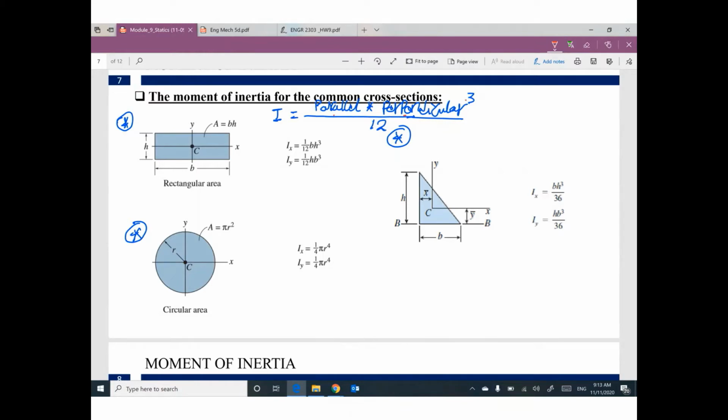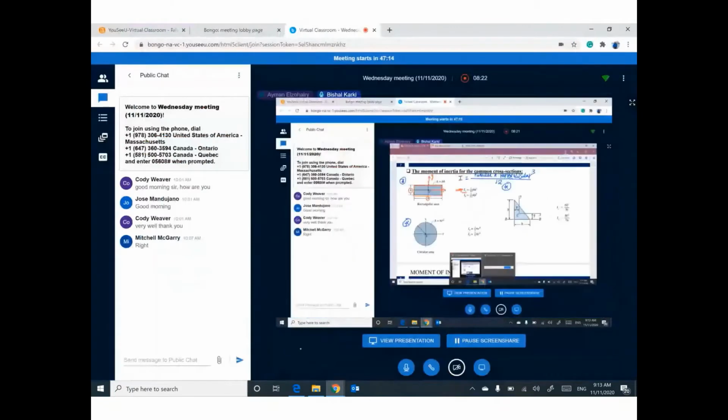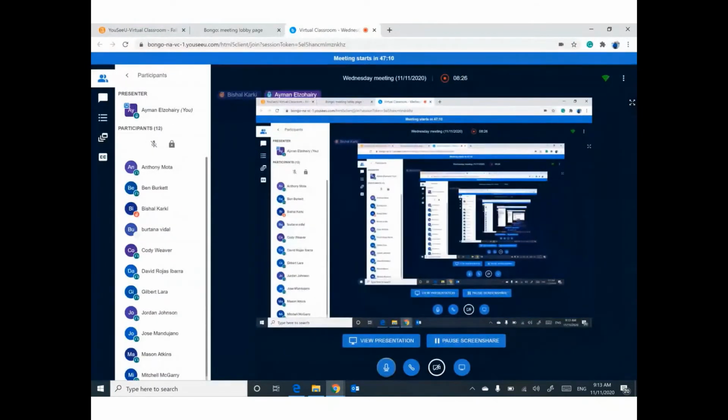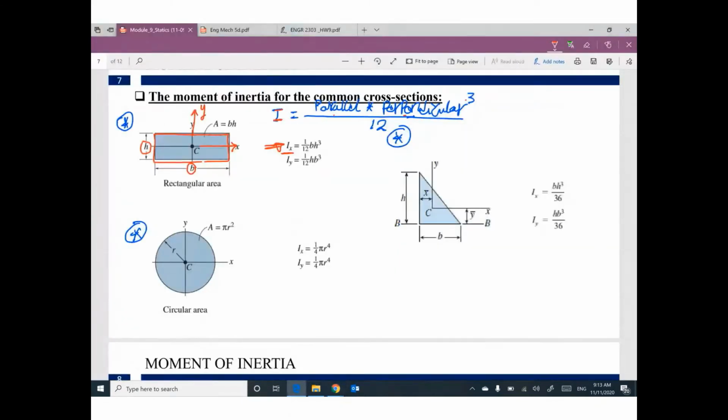As I told you, if you have a rectangle with dimensions b times h, and I told you for I, we have Ix about the x-axis, and we have Iy about the y-axis. If you are talking about Ix, so parallel to x, which side of the rectangle is parallel to x? b. Which side is perpendicular to x? h cubed over 12. So Ix will be b parallel times h cubed, which is perpendicular cubed, divided by 12.